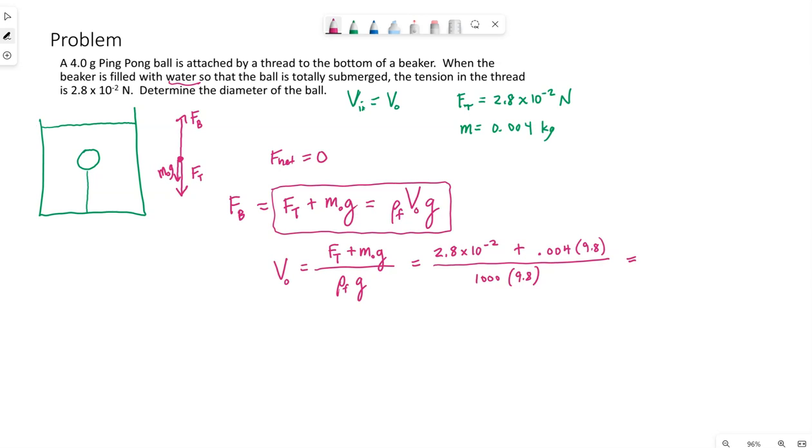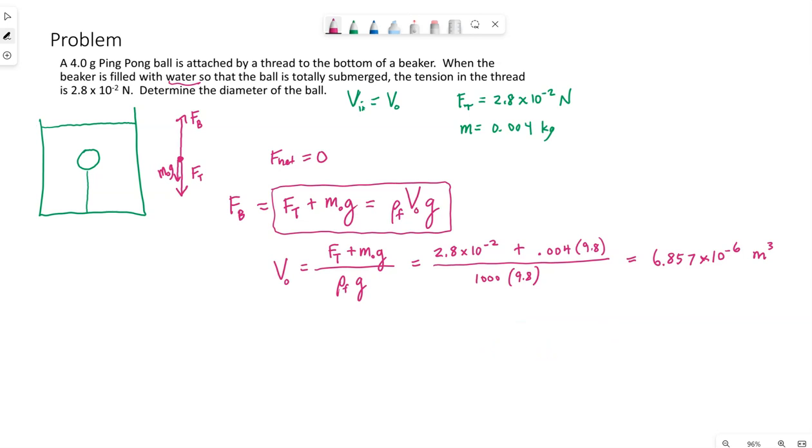Let's put my calculator in scientific mode so I don't have to count my decimal places. 6.857 times 10 to the negative 6. My units on this will be meters cubed. So again, in the numerator, we have newtons. In the denominator, we have kilograms per meter cubed times meters per second squared, which this portion is a newton. So the newtons cancel. 1 over meters cubed becomes meters cubed. I might have said meters squared. Sorry about that. So meters cubed is our volume.